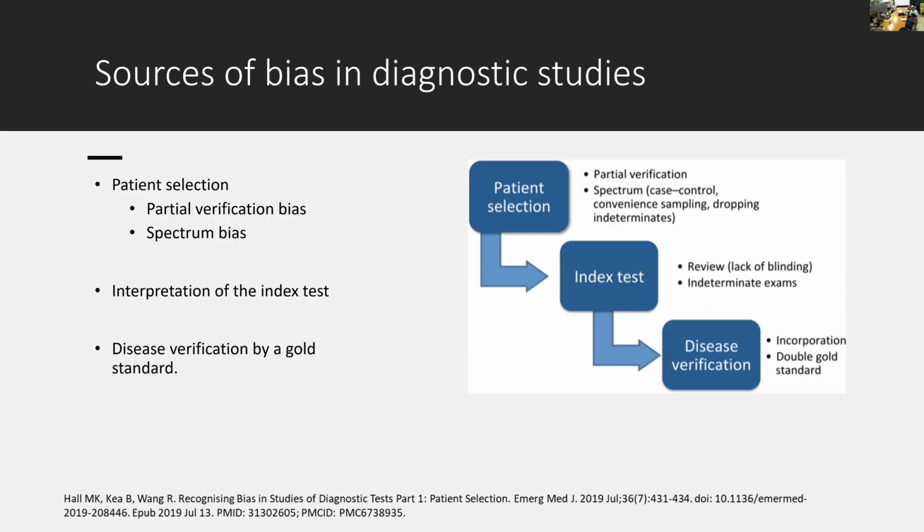Now, when we do a diagnostic study, there can be some biases which come up. It can be in the part of patient selection, when we're actually assessing the index test, or when we're verifying the disease. When you do patient selection, there are two biases. One is the partial verification bias. The second bias is the spectrum bias.